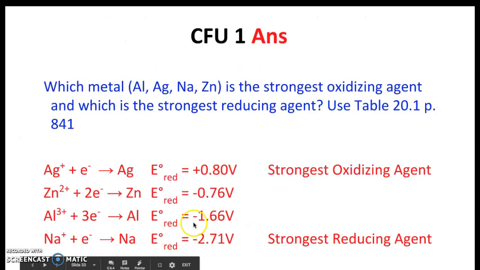And so therefore it's not going to want to be reduced. It's going to want to get oxidized, making it the strongest reducing agent, I'm sorry, reducing agent.